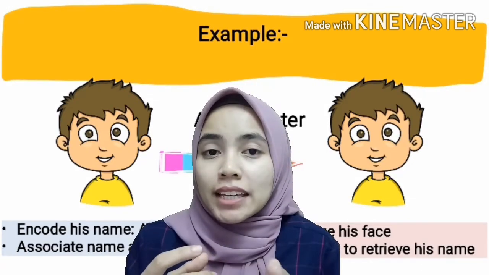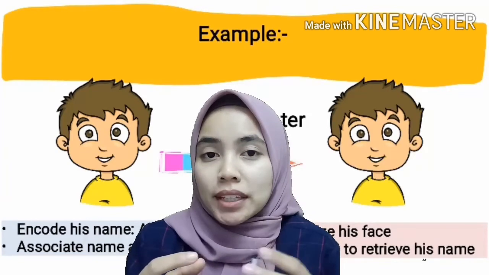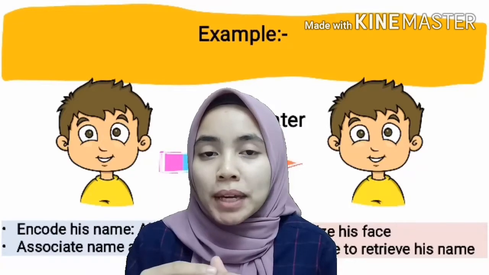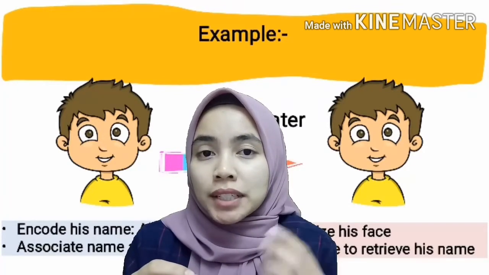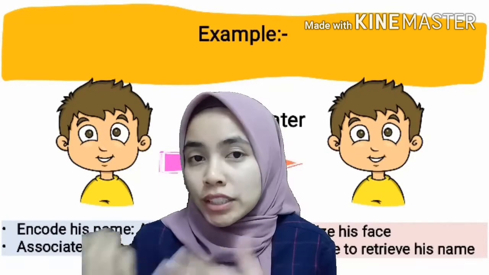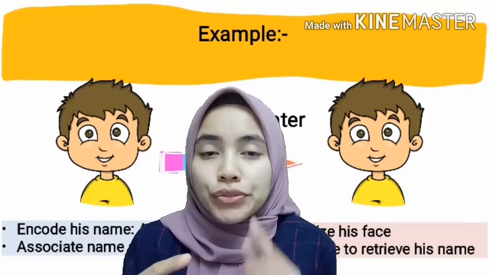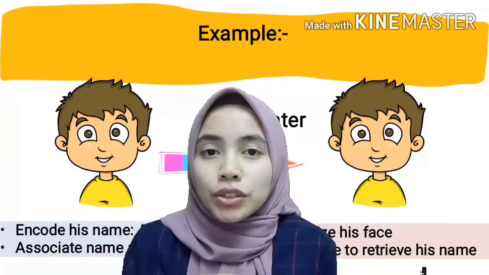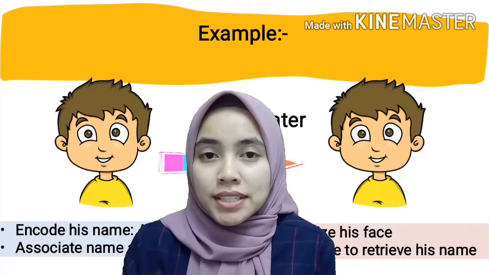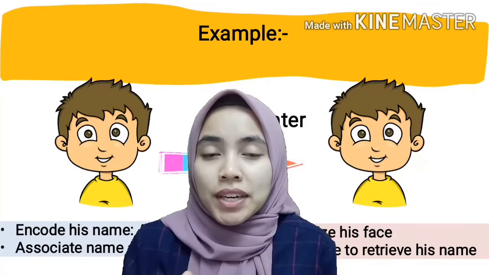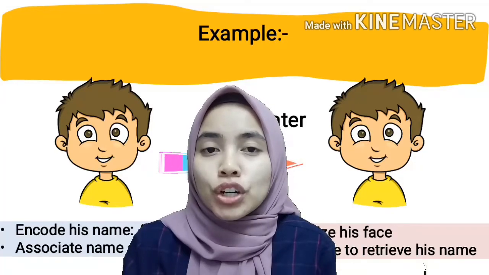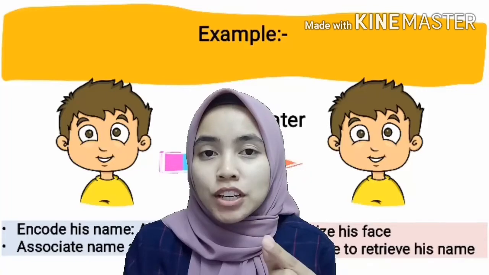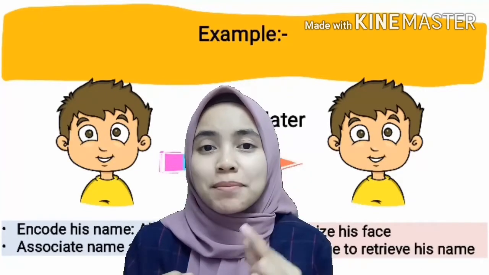Then you need to maintain the information over a period of time, which means the information is retained in the brain for later use. If you see Ahmad a week later, you need to recognize his face. His face gives you a cue to retrieve his name. When you recognize his face, you know, oh, this is Ahmad.